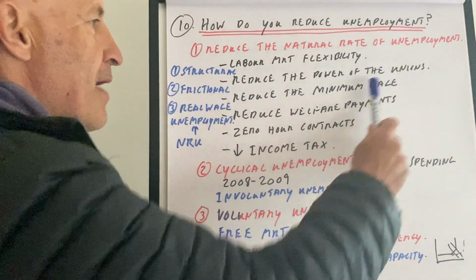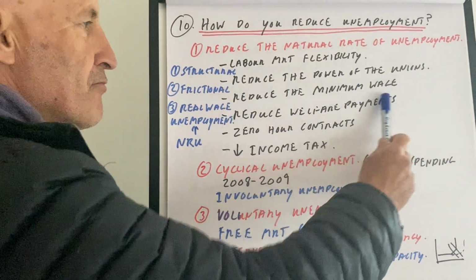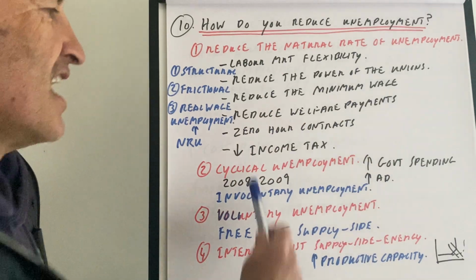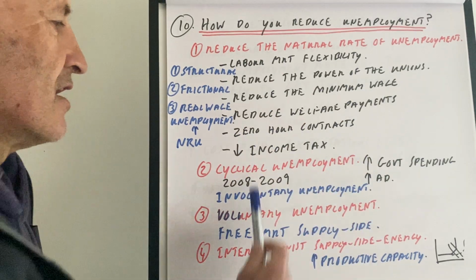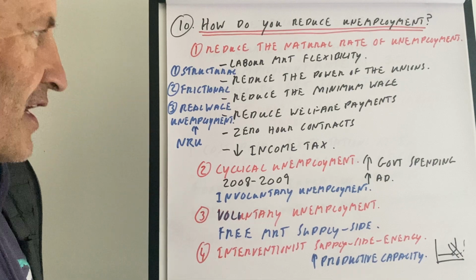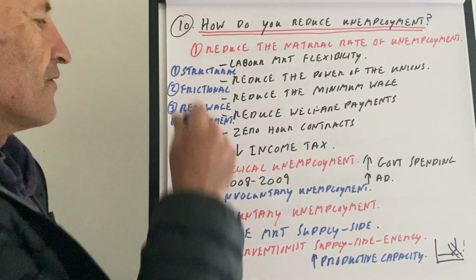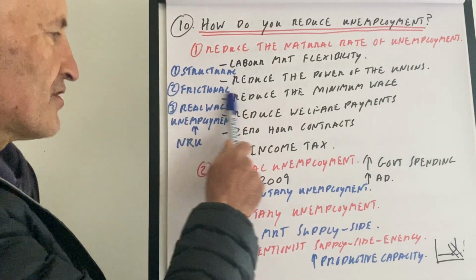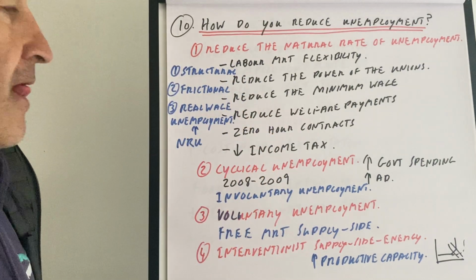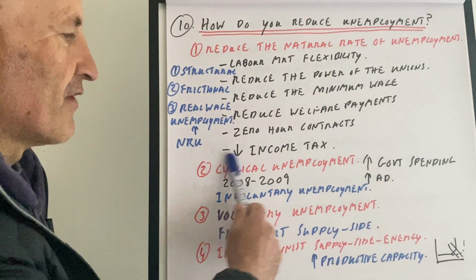It's all about reducing the power of the trade unions, reducing the minimum wage, zero-hour contracts, reducing the income tax. All of that will reduce the natural rate. Okay, so we get structural unemployment, frictional unemployment, real wage unemployment. Right, it's all about reducing the natural rate of unemployment.